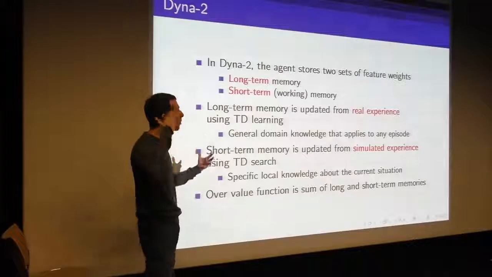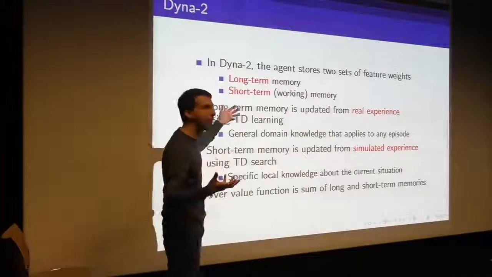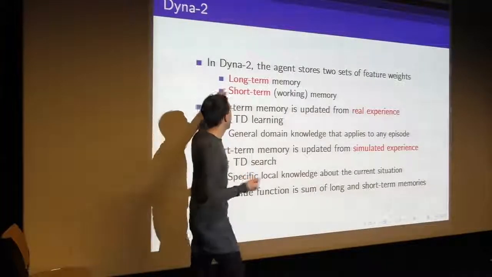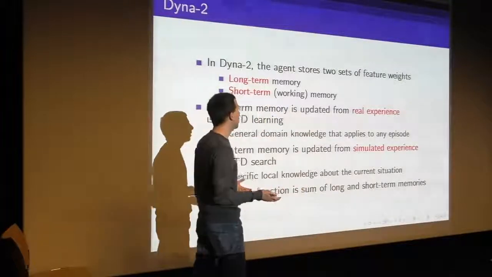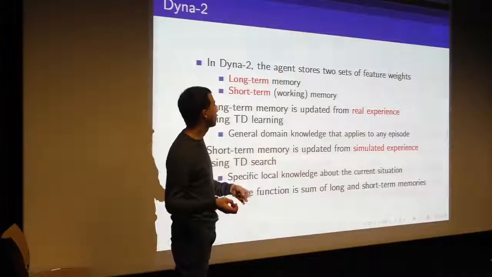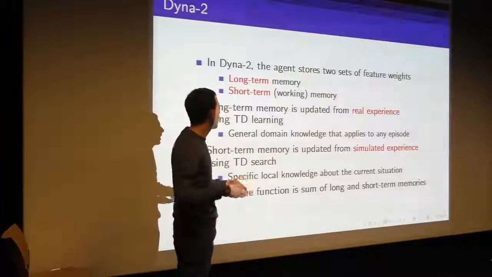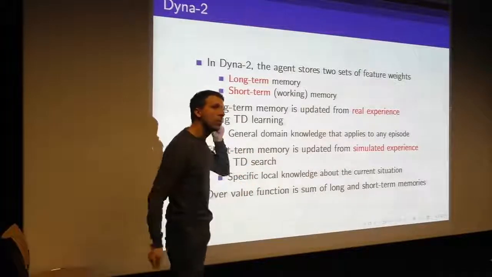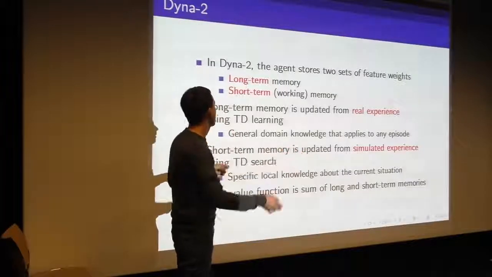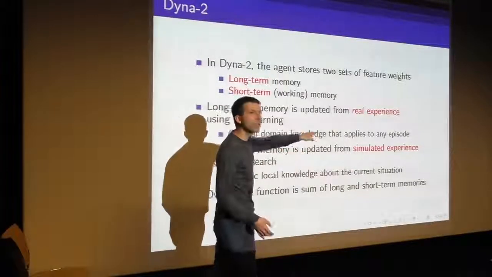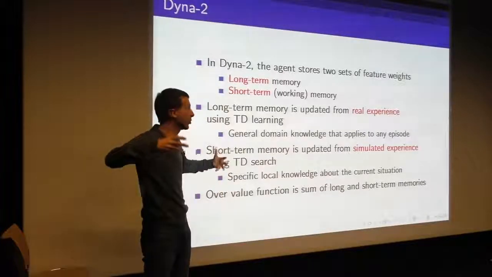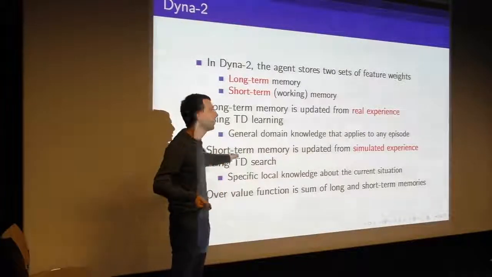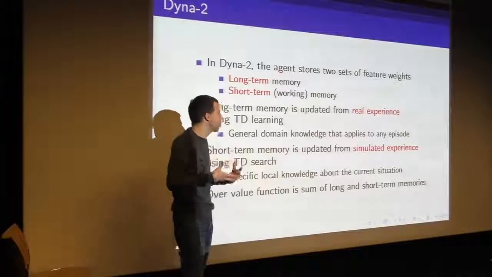You can think of these as a long-term memory and a short-term memory, or a working memory. It basically updates its long-term memory from real experience. So it's got one value function saying how good things are when you really experience them, which is kind of the general domain knowledge. And you also have some short-term memory. This is like your search tree now. Your search tree is the thing that tells you how good it is in my search tree.